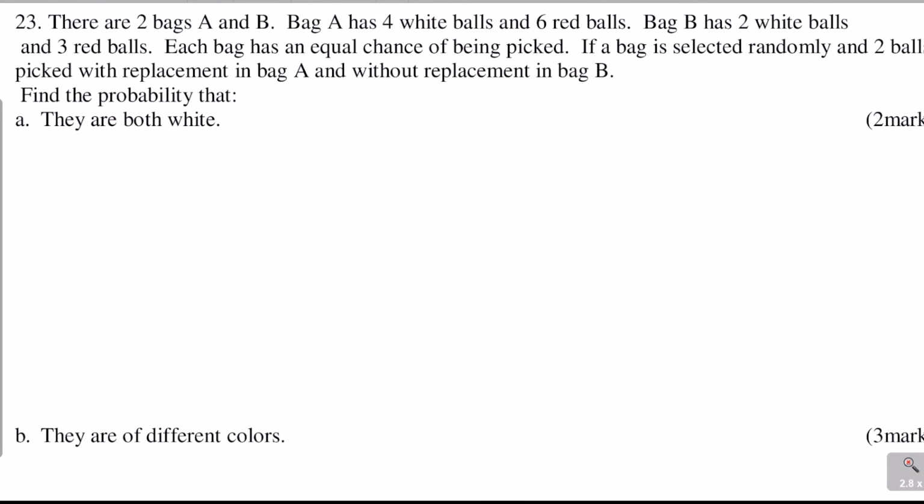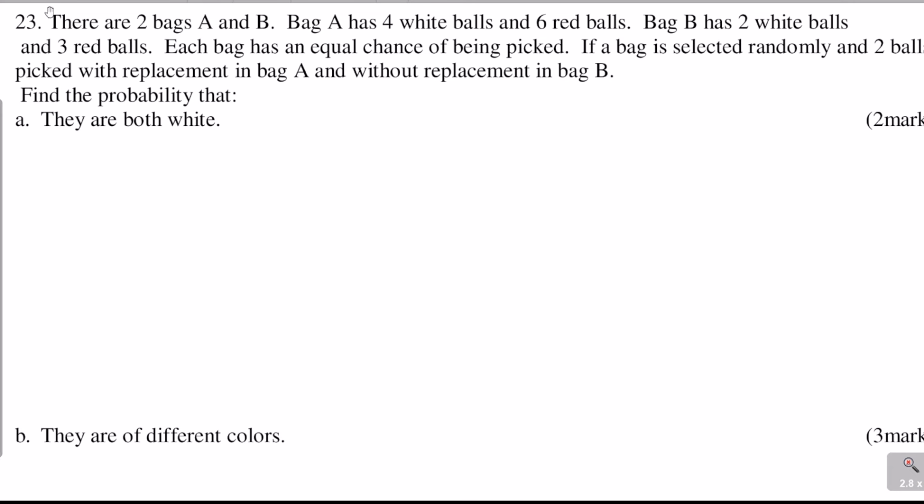Question 23. There are two bags A and B. Bag A has 4 white balls and 6 red balls. Bag B has 2 white balls and 3 red balls. Each bag has an equal chance of being picked. If a bag is selected randomly and 2 balls picked with replacement in bag A and without replacement in bag B, find the probability that they are both white.